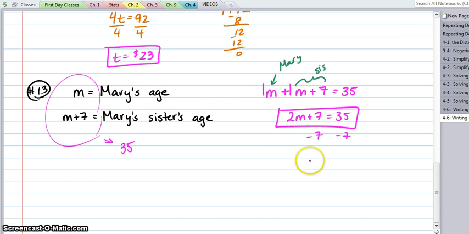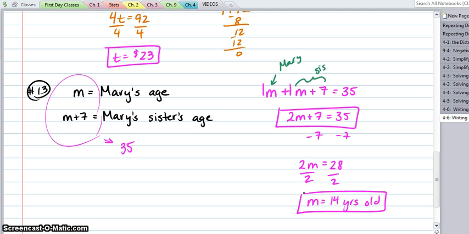Then I can balance. I can subtract 7 from each side. I get 2m is equal to 28. I can then divide by 2, and m is equal to 14. Now what's m again? That's Mary's age. So Mary is 14 years old.